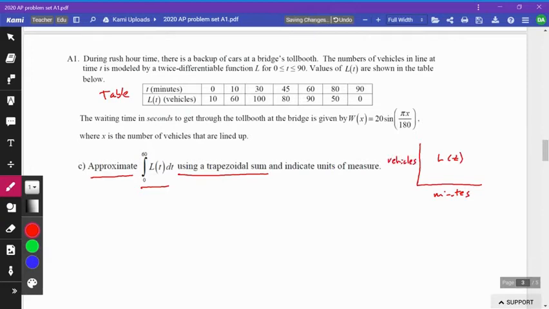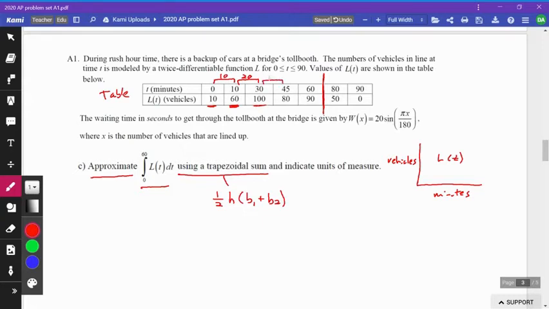So what I'm doing is I want to approximate the area under the curve using a trapezoidal sum. The area equation for a trapezoid is 1/2 the height times base 1 plus base 2. And I want to go all the way from 0 to 60, so I'm going to cut it off right there. My first trapezoid is going to be right here. The height is going to be 10, base 1 is 10, base 2 is 60. My second trapezoid is right here, so that height is going to be 20, base 1 is 60, base 2 is 100.